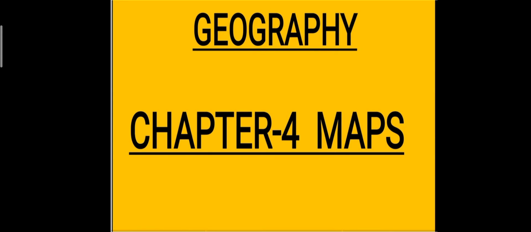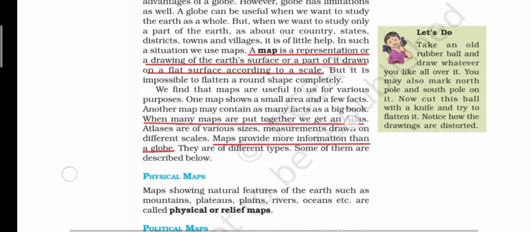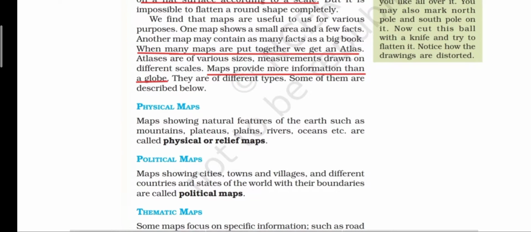Good morning, students. So in the last video we read about the maps and the atlas. Today in this session we read about types of maps. So children, there are three types of maps. The three types of maps are physical maps, political maps and thematic maps. So children, firstly we will read about the physical maps.